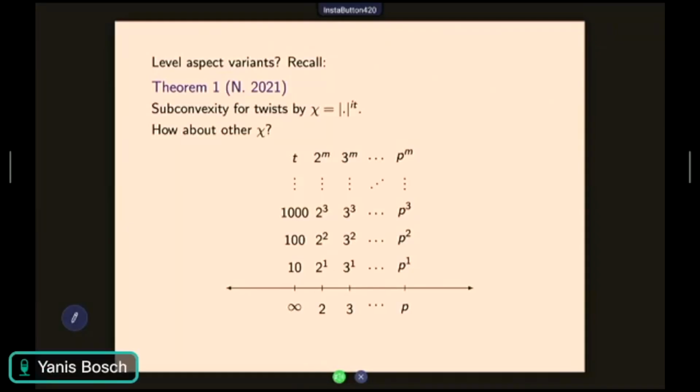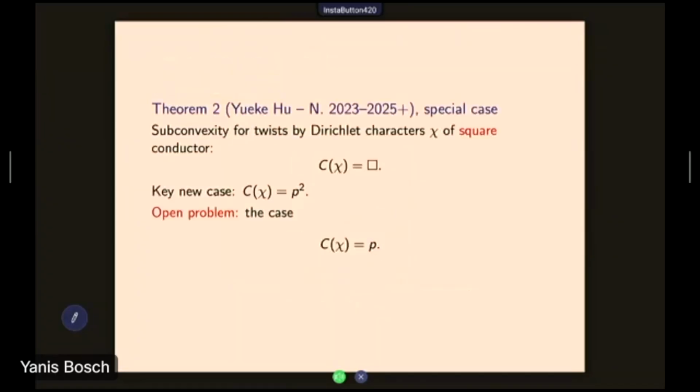And then there's a purely horizontal aspect where you say, let the conductor of χ be a prime that's tending off to infinity. Those represent different directions in which you can generalize this question. So what we know now, in some work with Yuki Hu, has come out on the arXiv in the past couple of years.